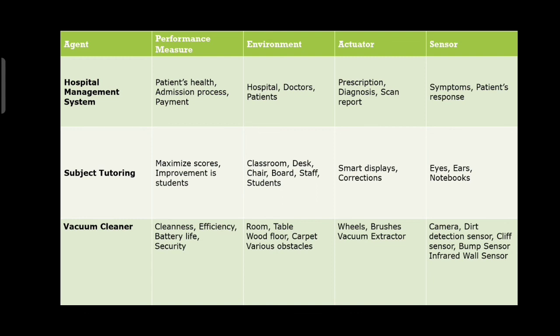If agents come under one categorization, then we group them under one group, and if they are different, then we can group them in different models or different categorizations.